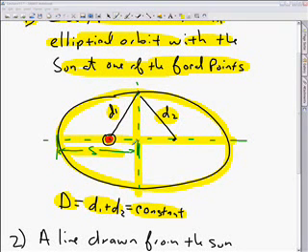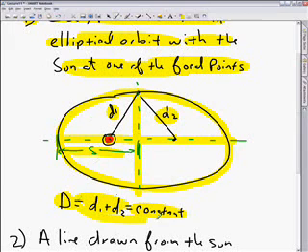Now, a circle, which most of the time before we were talking about circular orbits, is just a special case of an ellipse where the two focal points are in the same position. Okay, and then every point here, still this is true.